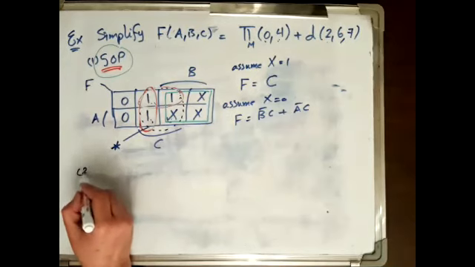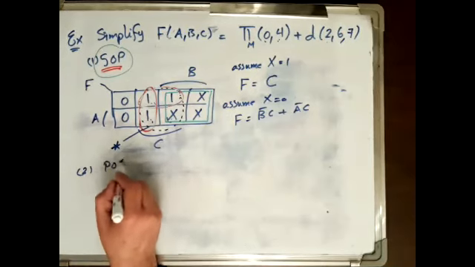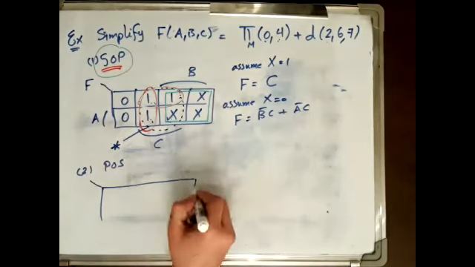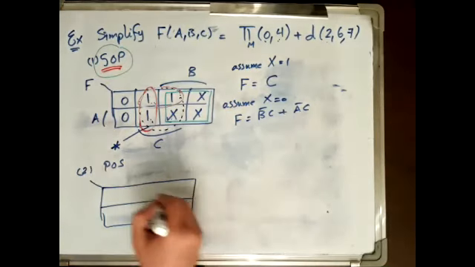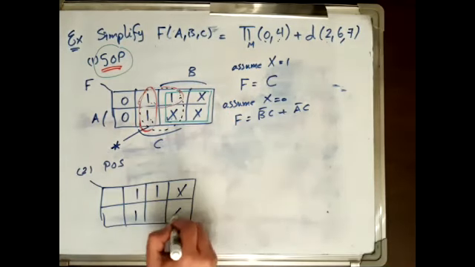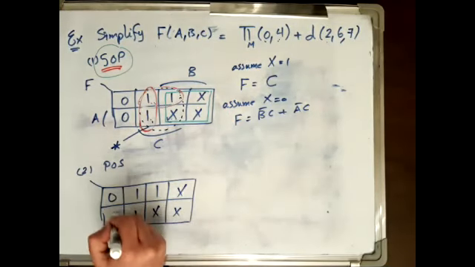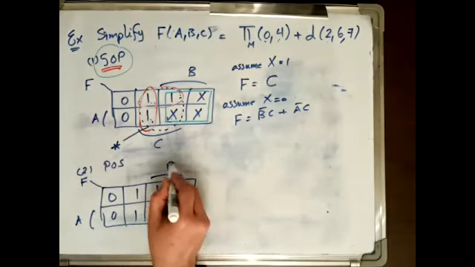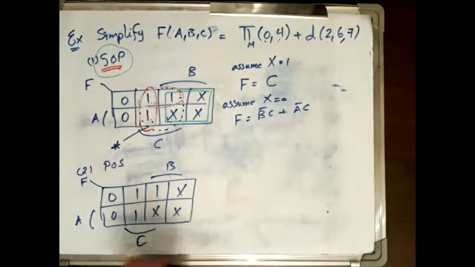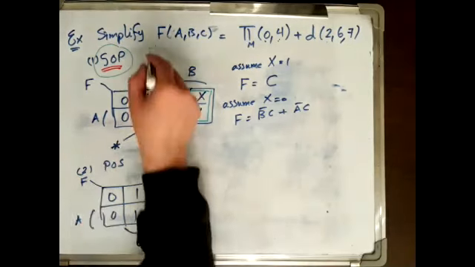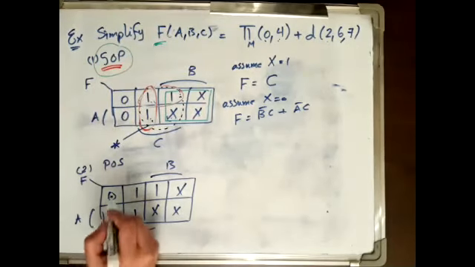Okay, so now number two, if we want to simplify this function as a POS, a product of sums, I will draw it again in order to make it clearer. So we have the same function, 1, 1, x, x, x, and 0, 0. This is the map for F, A, B, and C. So I want POS for F, so I need to look for the zeros.